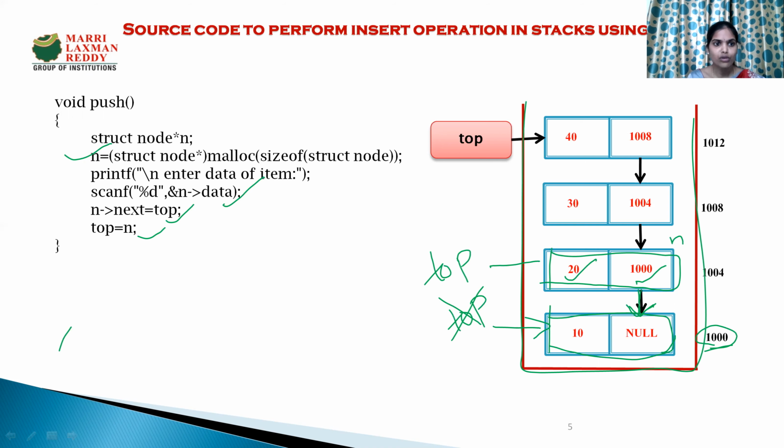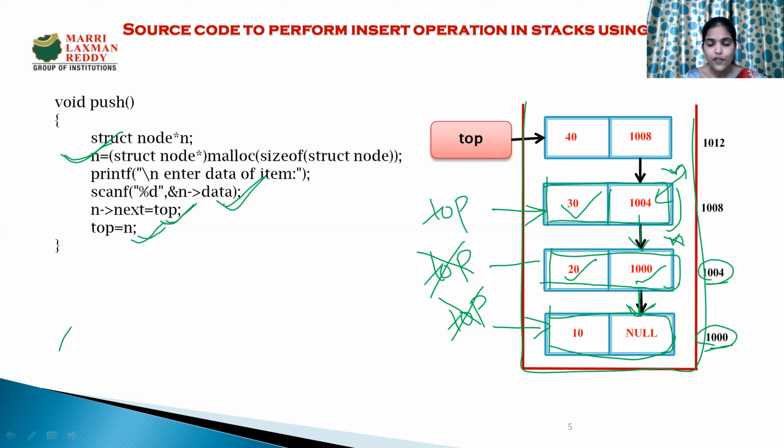Now again, if I want to push one more node onto the stack, one new node gets created called n. This is the new node. Now I'm reading some data into this node, that is 30. Now in this next I have to store the address of top, that is 1004. So n next equals top. So in n next I'm storing the top address, that is 1004. So a link gets established. Now as this is the top node, I have to make this n the top. So top equals n. So top is moved from this position to this position.